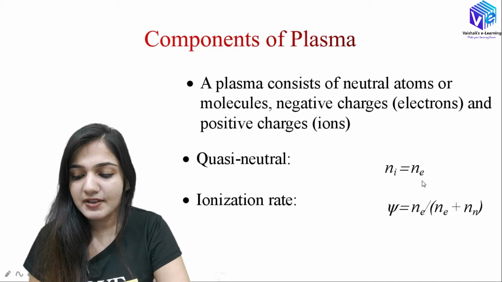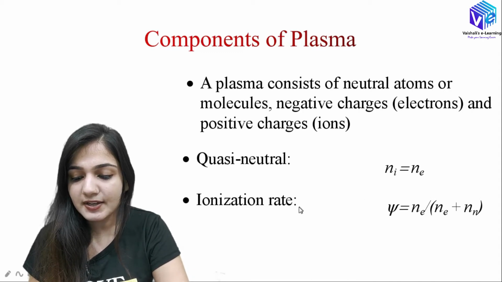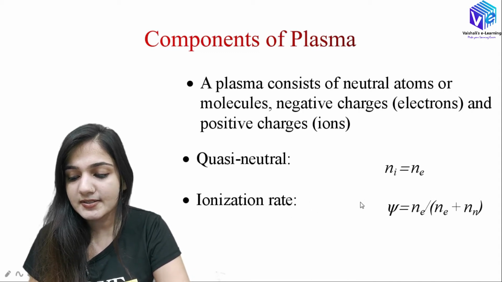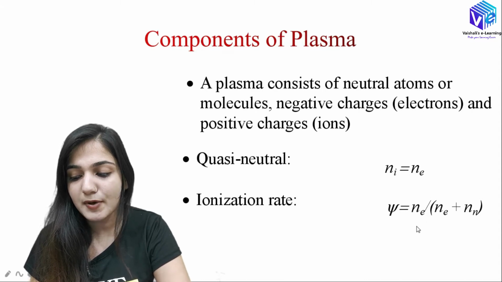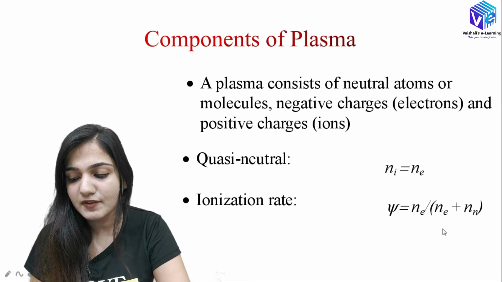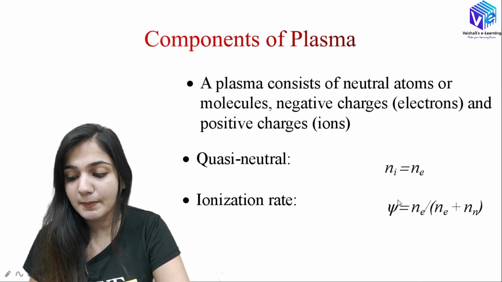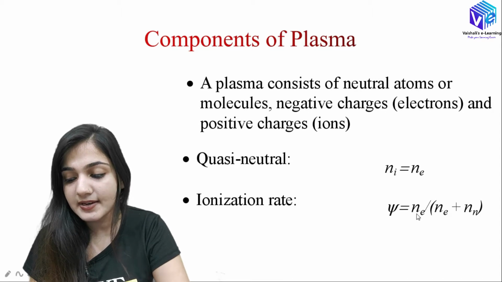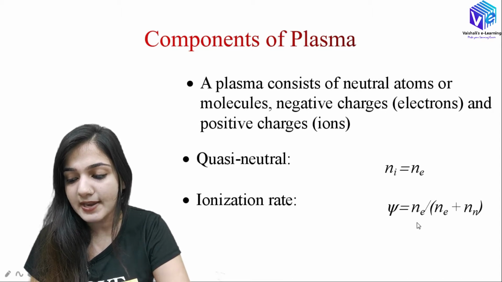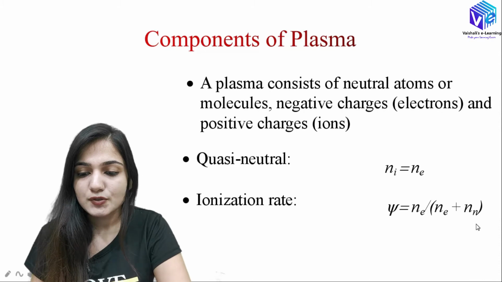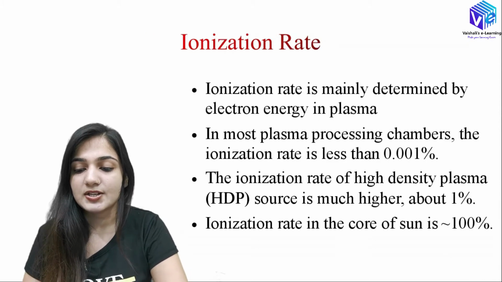Okay. So here we have the ionization rate. The ionization rate is dependent upon the number of electrons as well as the number of neutrons. Ne is the number of electrons. So here the ionization rate depends upon Ne and Nn as well. So it is equal to Ne upon Ne plus Nn.